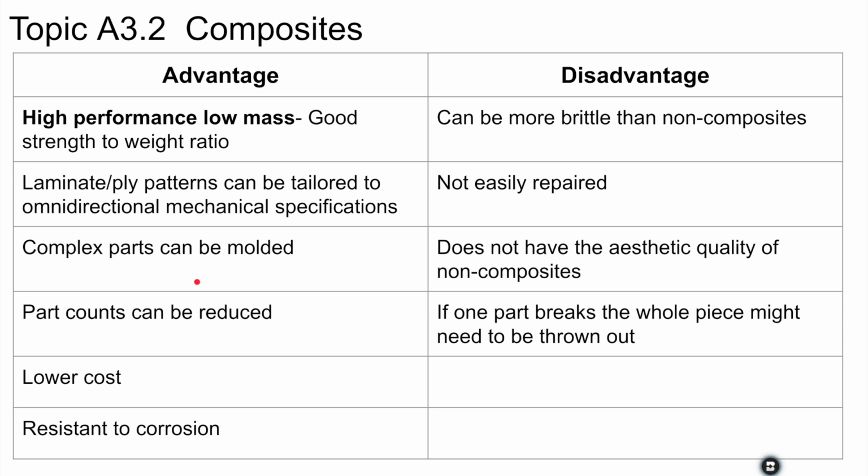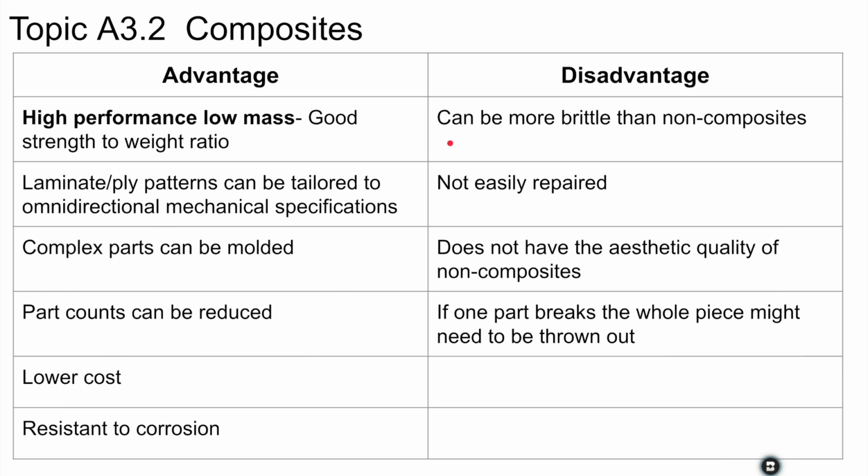So what are the advantages and disadvantages of using composites? Well, some advantages is this high performance and low mass. It has good strength to weight ratio, and that's something that you should definitely know for composites. The laminate ply pattern can be tailored to have omnidirectional mechanical specifications, so you can have strength in all directions. For instance, with plywood, by alternating the grain pattern, you can have omnidirectional mechanical properties. Complex parts can be molded. The part count can be reduced. For instance, with that bicycle frame, it goes from being several parts to being just one part. It can be low cost and it's resistant to corrosion.